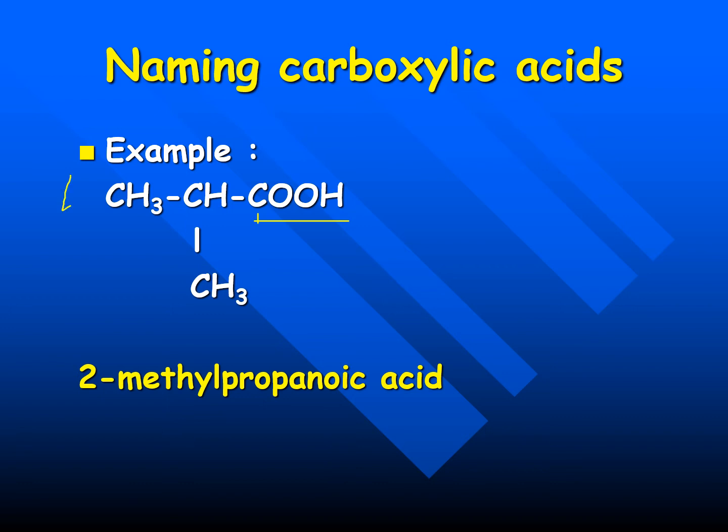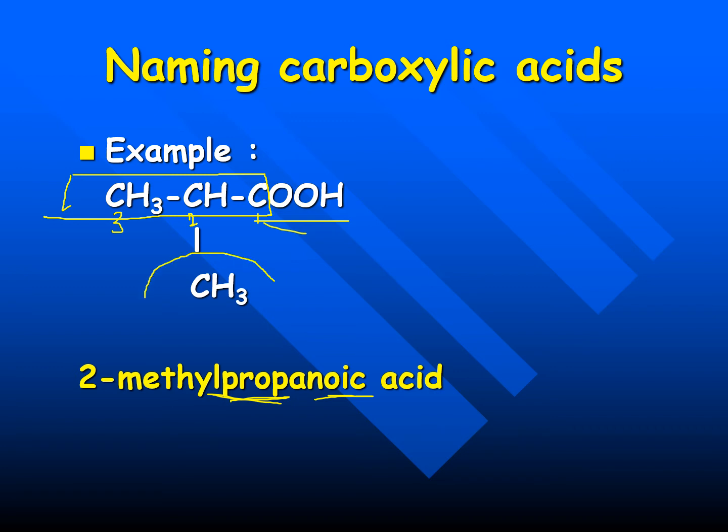Where's the longest carbon chain? Okay, saya ambil yang ni. Okay, you kurungkan, you akan dapat, oh ada 3. 1, 2, saya letak nombor dulu, dan sini 3. Okay, bila 3 namanya ialah prop. Hujungnya oik. Kenapa oik? Sebab kita ada carboxyl. That's why propanoic acid. Okay.